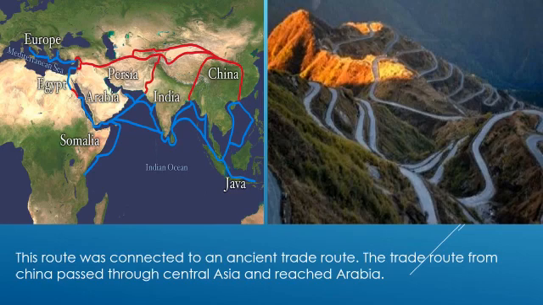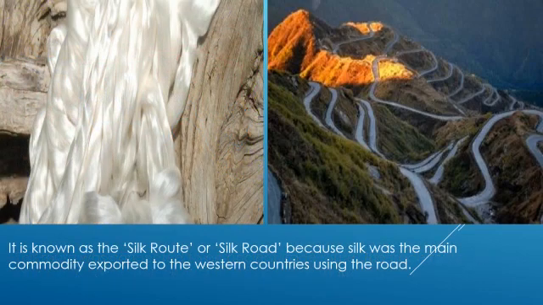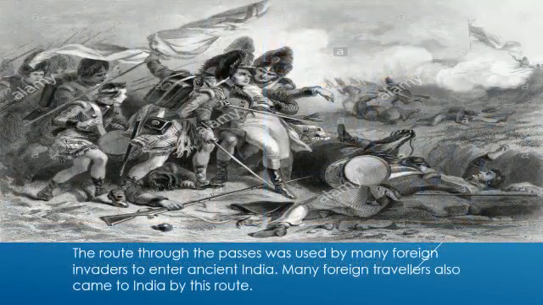The trade route from China passed through Central Asia and reached Arabia. It is known as the Silk Route or Silk Road because silk was the main commodity exported to the Western countries using the road. The route through the passes were used by many foreign invaders to enter ancient India. Many foreign travelers also came to India by this route.